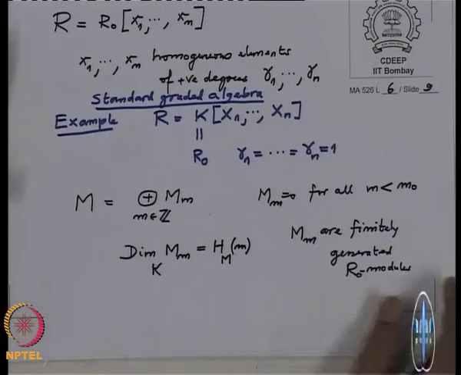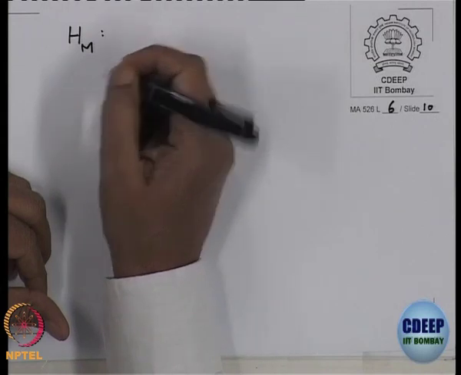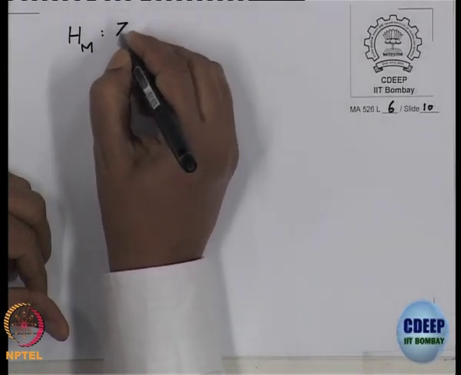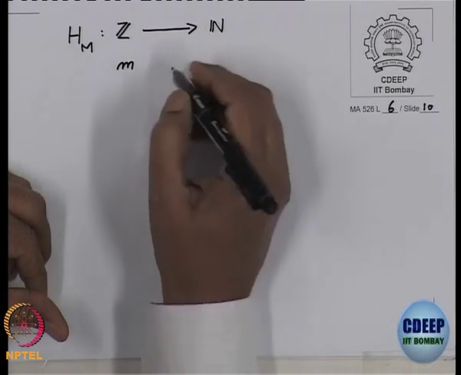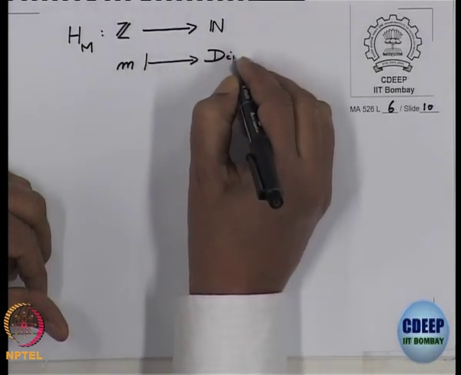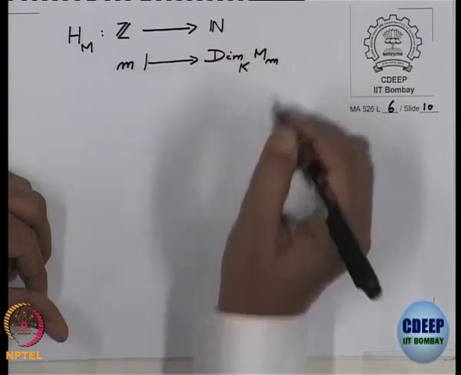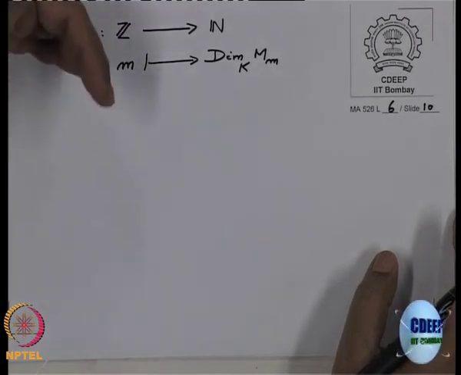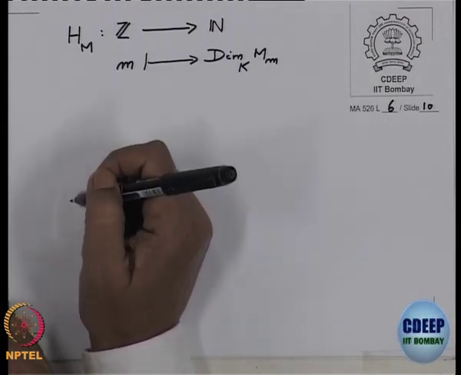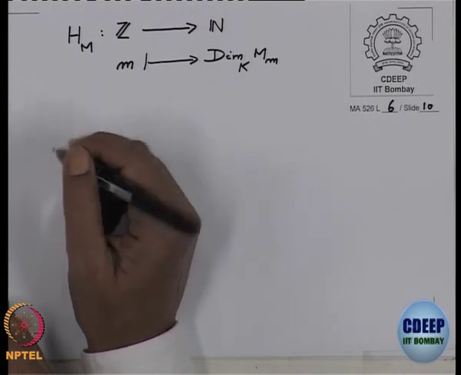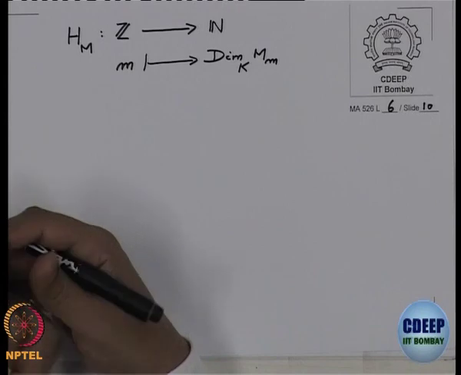So that means I have defined a map H_M from the integers to natural numbers. Any m goes to the dimension of M_m. For large negative m, this function is 0 actually, and I consider now the power series. You will see it's easier to compute with power series, because if you take that as a generating function, combinatorial formulas will be easier to check if you write in terms of power series.